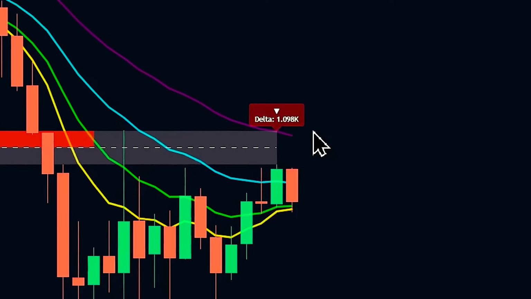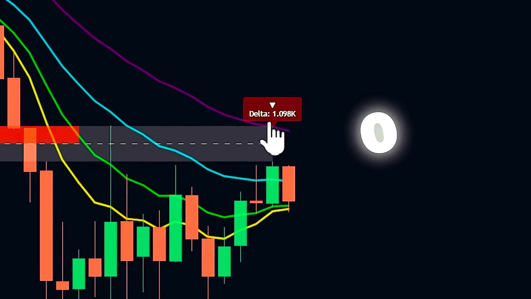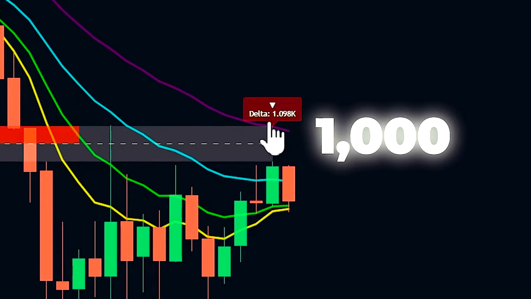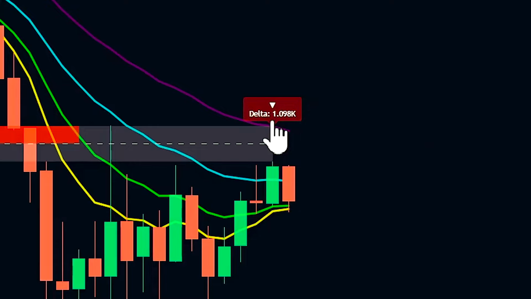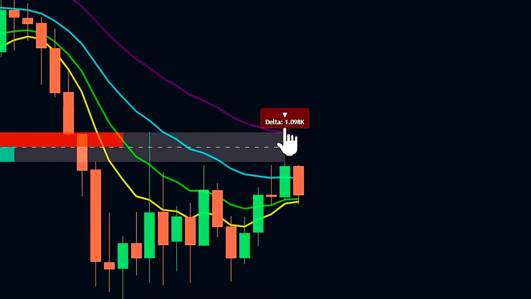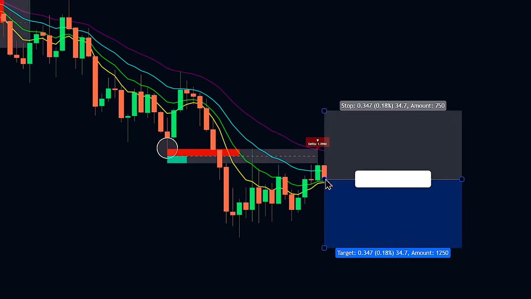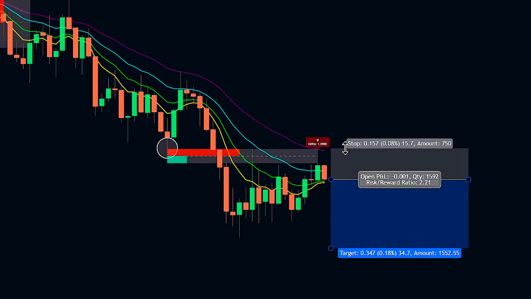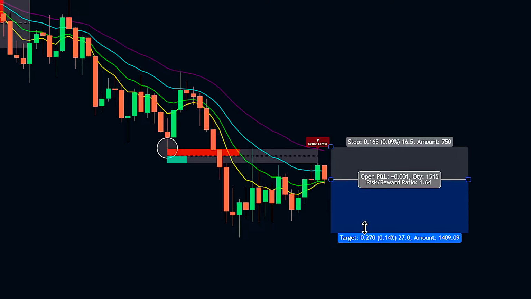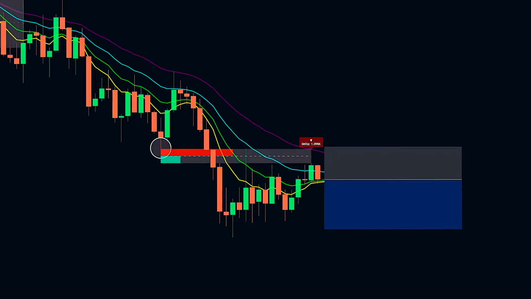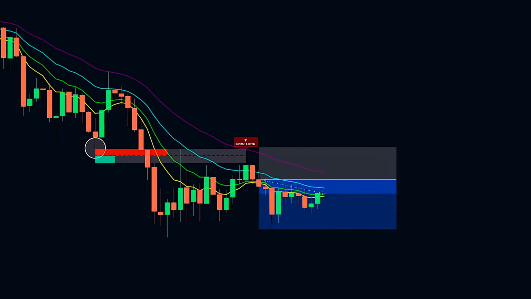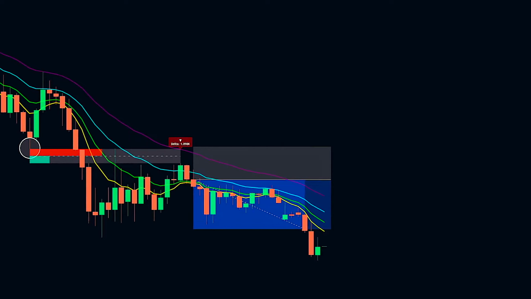Now check the delta again. It needs to be positive and over 1000. And right now, it is, which confirms that sellers were clearly in control during the retest, making this a high probability short. Enter the trade, place your stop just above the recent swing high, and set your take profit at 1.5 times your risk. Let the trade run its course, and once again, you'll see this one worked out great.